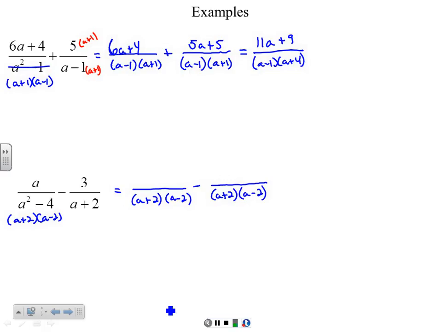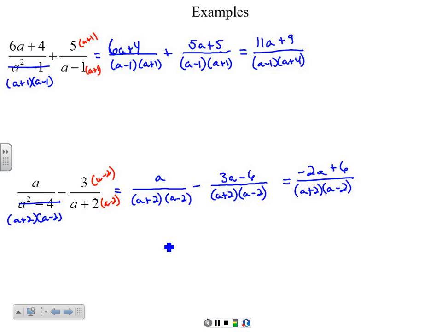Alright, so now we need to write an equivalent fraction. If you'll notice, this denominator is the common denominator, so the numerator is going to stay the same. But this one, we have an a plus 2 and we need an a minus 2, so we're going to multiply the top and the bottom by that a minus 2. And the denominator, technically we've already done that, but the numerator we're going to distribute, so we have 3a minus 6. Combine like terms, a minus 3a is going to be a negative 2a, minus a negative 6 is going to be a plus 6, and then over that common denominator.